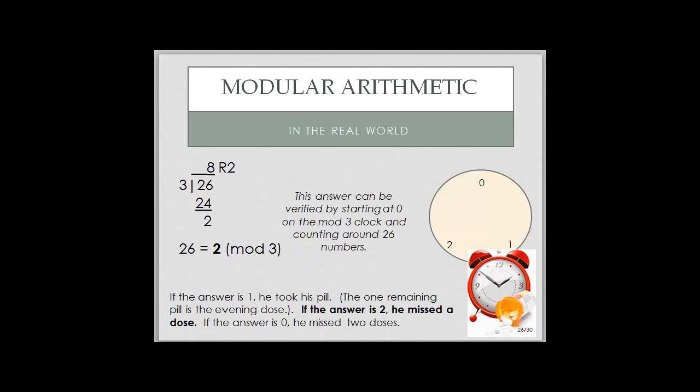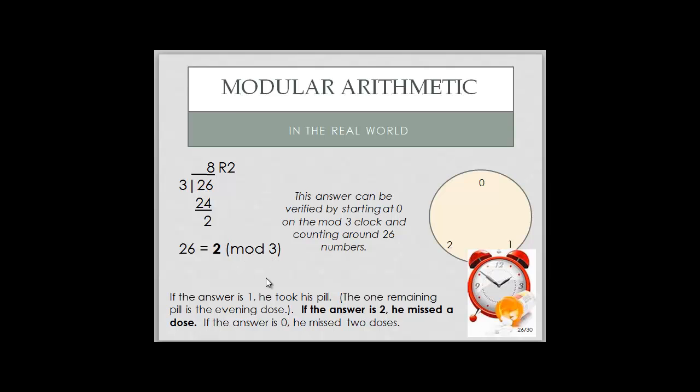The first thing we need to do is count the remaining pills and then convert this to mod 3. Let's say he had 26 pills left in his pill bottle. Because we're using mod 3, we take 26, our remaining pills, and divide it by 3. That gets us to 8, because 8 times 3 is 24, and that leaves a remainder of 2. So in this case, our answer is 2 in mod 3.